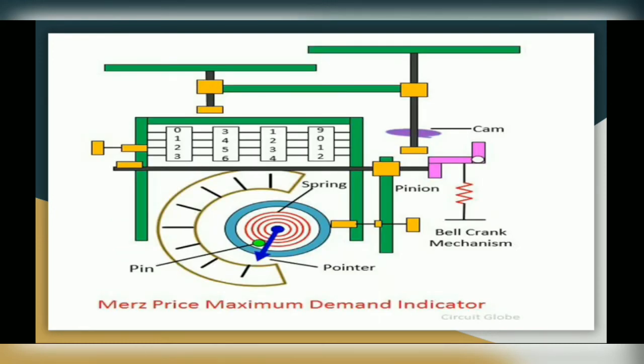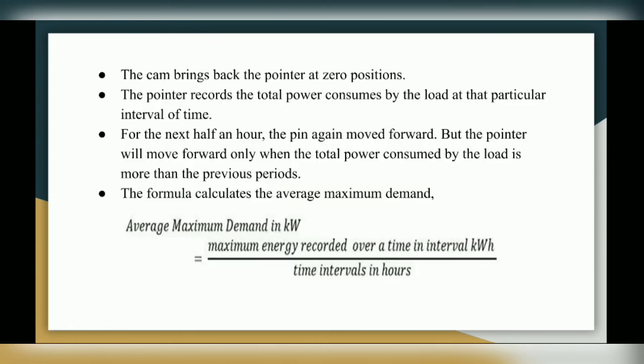So this is the diagram of maximum demand indicator. In this you can see the spring for controlling purpose. There is a pin, pointer and bell crank mechanism and cam. And in this, that is 0, 1, 2, 3 is the registering mechanism. The cam brings back the pointer to 0 position.